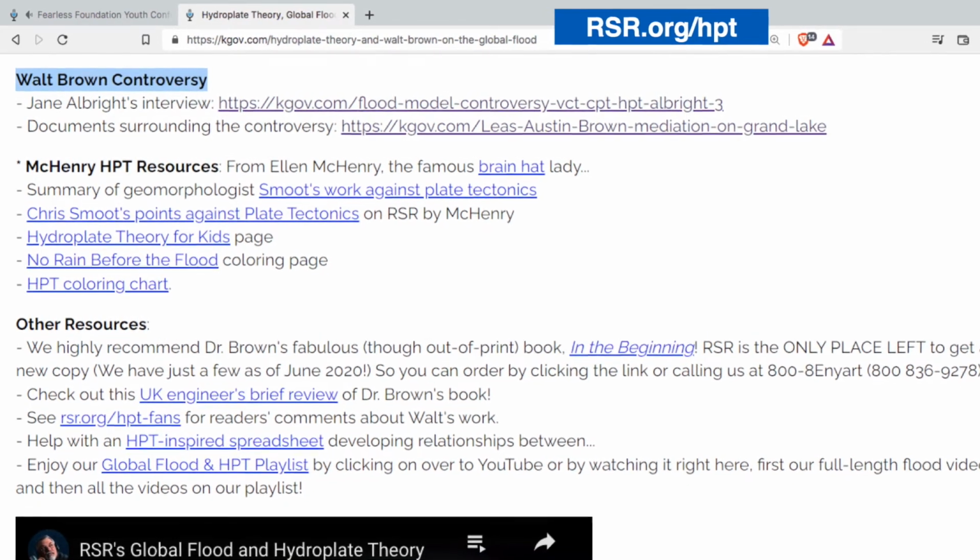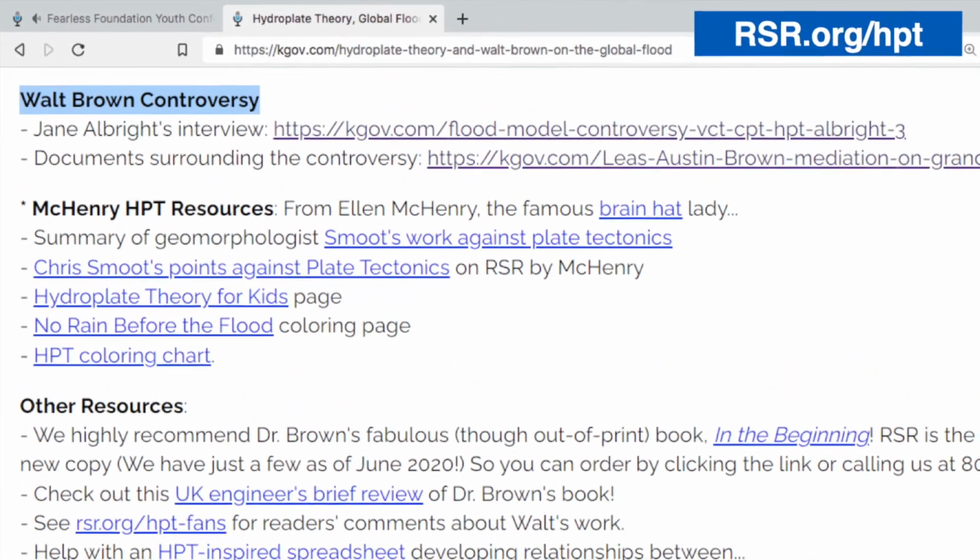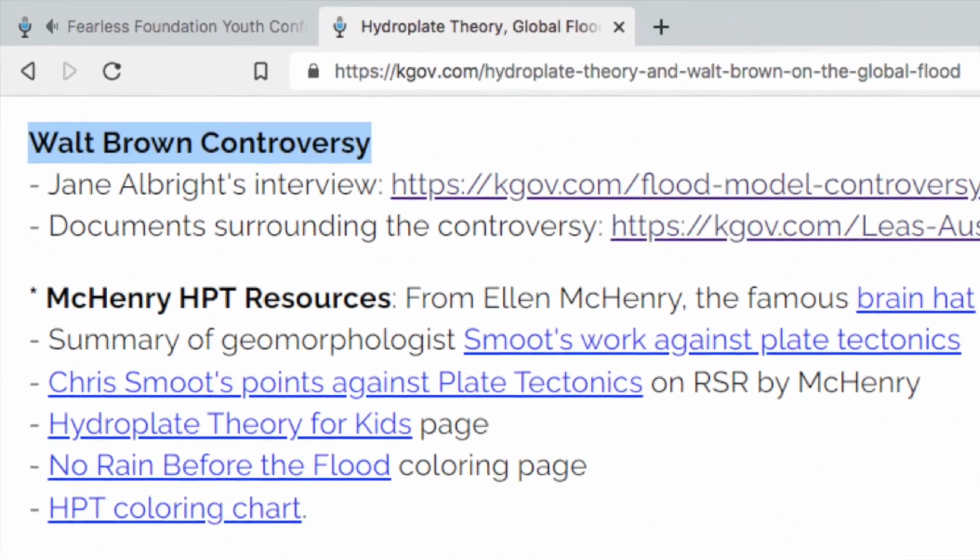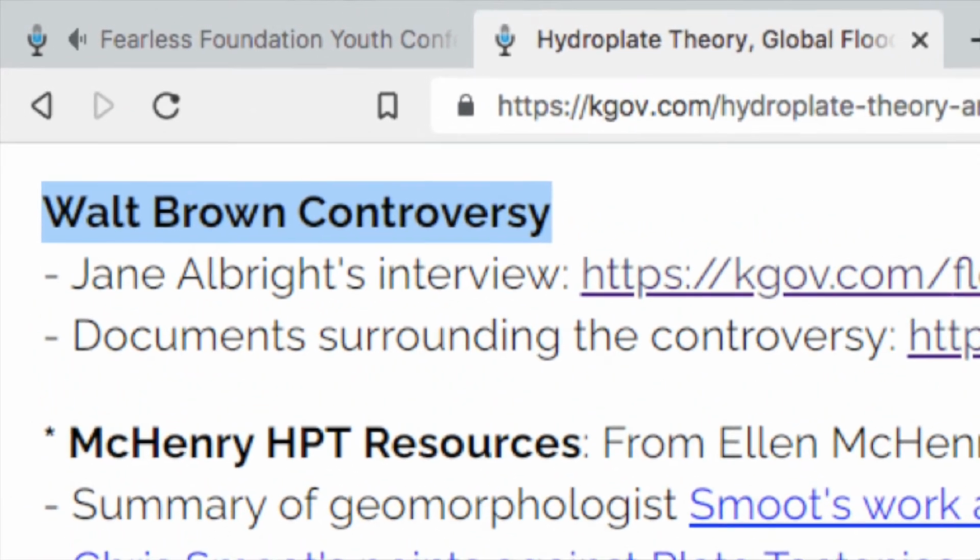And at rsr.org/HPT, this is what we're getting back to. There is a reason why you've never heard of it. And it's a sad commentary on Christianity. And if you want to learn more about that, go into rsr.org/HPT, Walt Brown controversy, and listen to Jane Albright explain. You know, she critiques all the flood models, and then she talks about the Walt Brown controversy. And I have so much respect for what he's done, and I just want him to get the credit. So if you're interested in that, check that out.